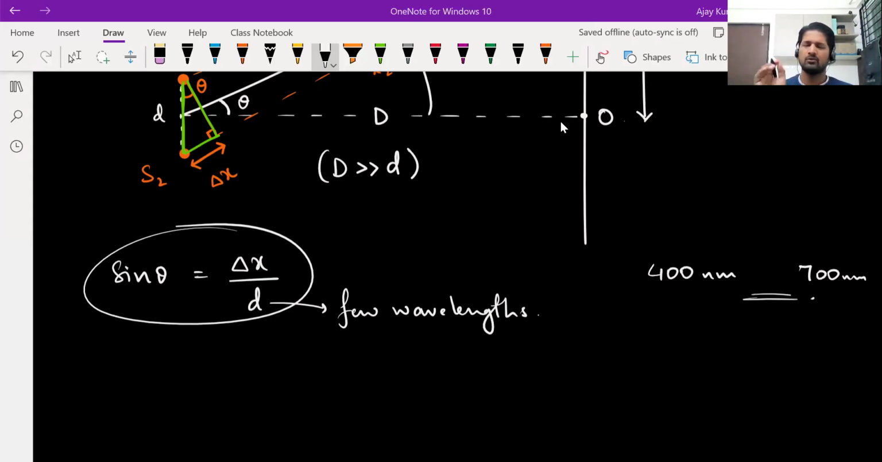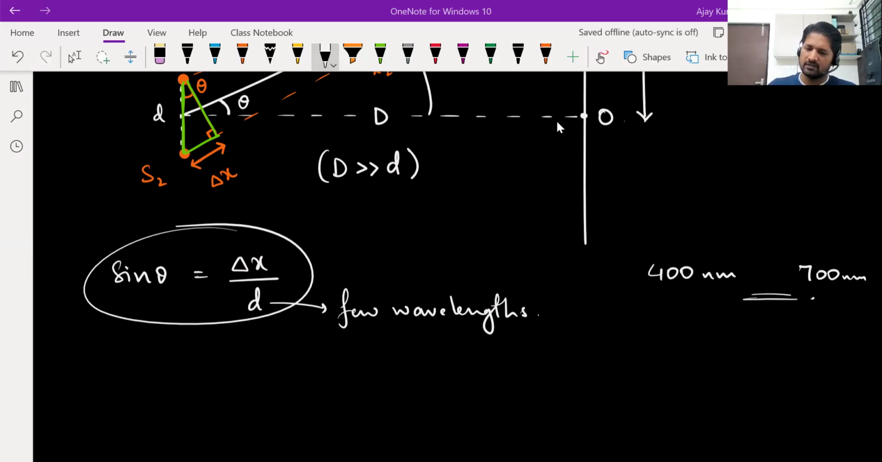Imagine yourself putting two dots as close as possible on paper. At what distance can you put them? It will be in millimeters. Okay, maybe 1 millimeter or so. You can manage to put two dots at a distance of 1 millimeter. You can bring them slightly closer also, but it will be maybe a small fraction of a millimeter.